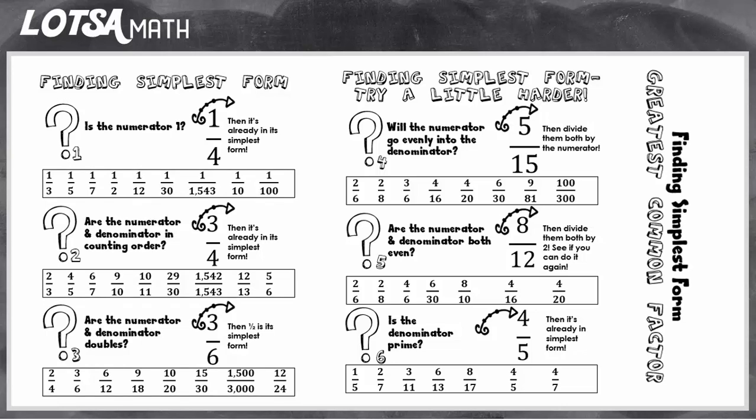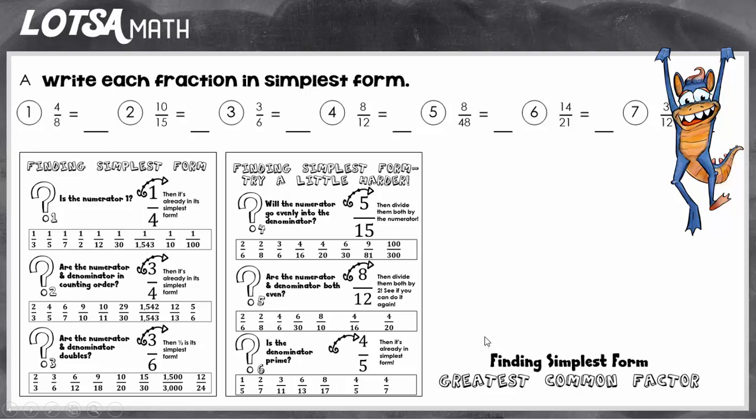So let's look at some examples. On number 1, we have 4/8. Well, 4/8 I see as doubles, and the rule says if they're doubles, then the simplest form is going to be a half. So 4/8 would be simplified to a half.